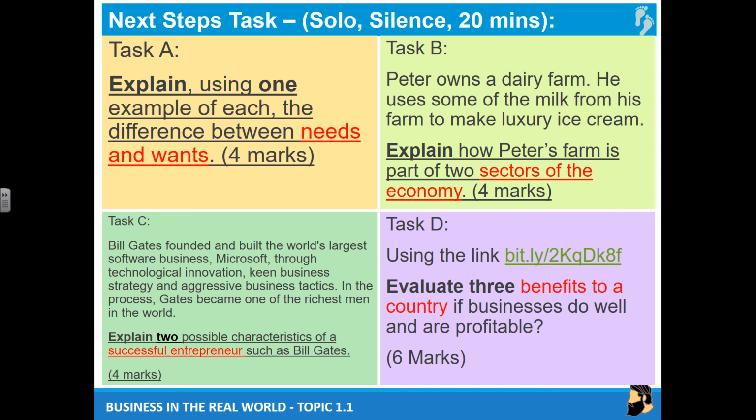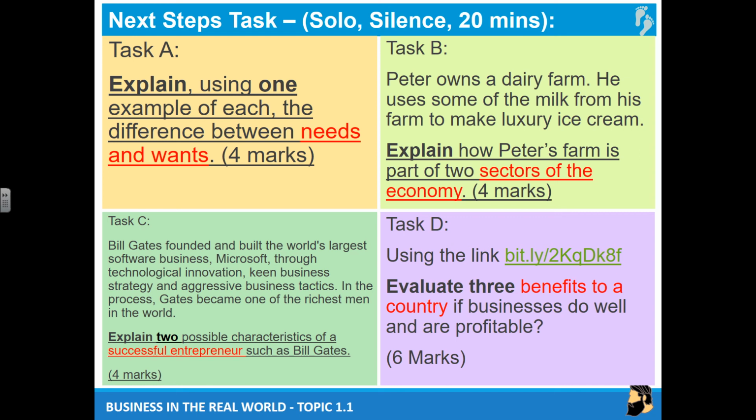Task B. Peter owns a dairy farm. So this is a small little case study. He uses some of the milk from his farm to make luxury ice cream. Explain how Peter's farm is part of 2 sectors of the economy. So I'm telling you that Peter, in this situation, is actually a part of 2 sectors. So the first thing you need to do is tell me which 2 sectors, and then tell me why. How do you know that he belongs to these 2 sectors that you've identified? 4 marks, off you go.